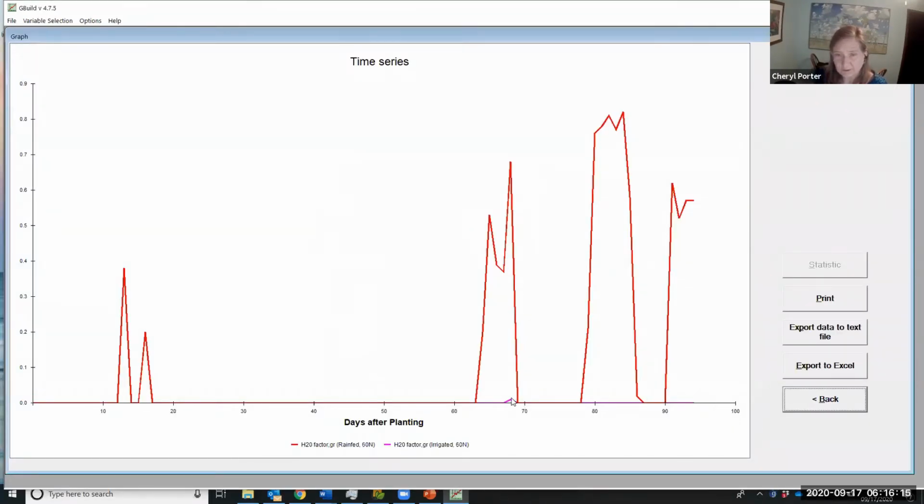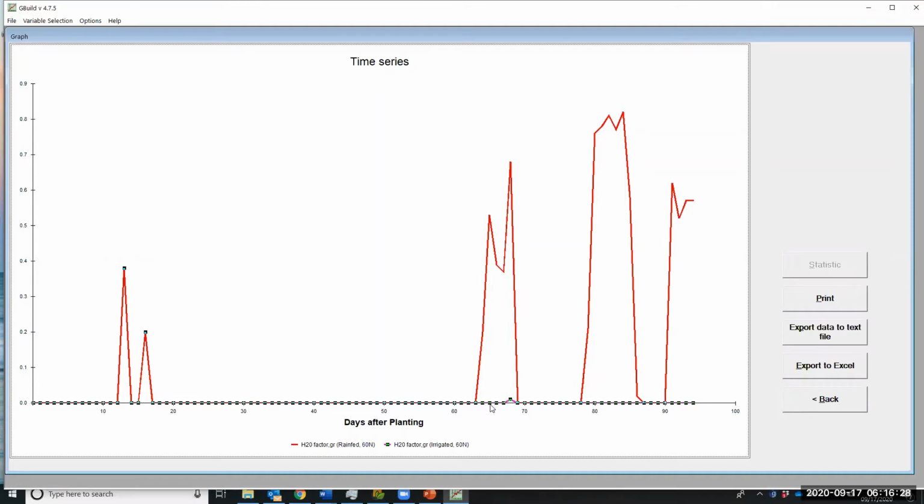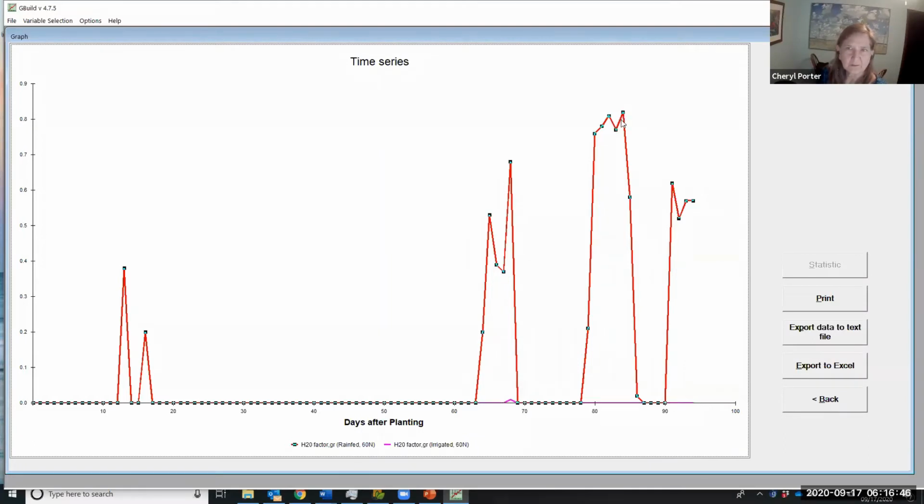And actually, so the irrigated shows a little bit of stress early, but then later in the season there is almost no stress. И вот стресс, водный стресс мы видим в дождевом варианте. У нас есть небольшой стресс в начале вегетационного сезона, но потом его практически нет. And remember that value of 1.0 is the maximum stress. And later in the season, this looks like it goes up to about 0.85. So this is significant water stress.